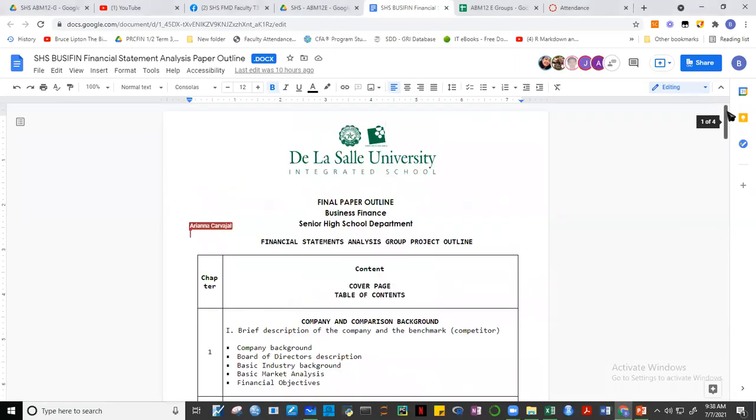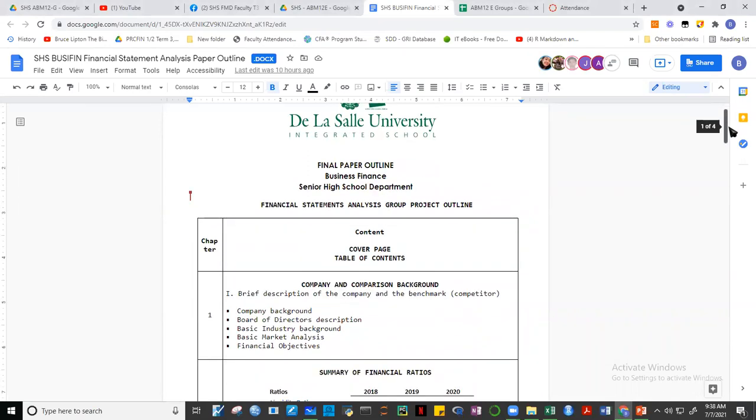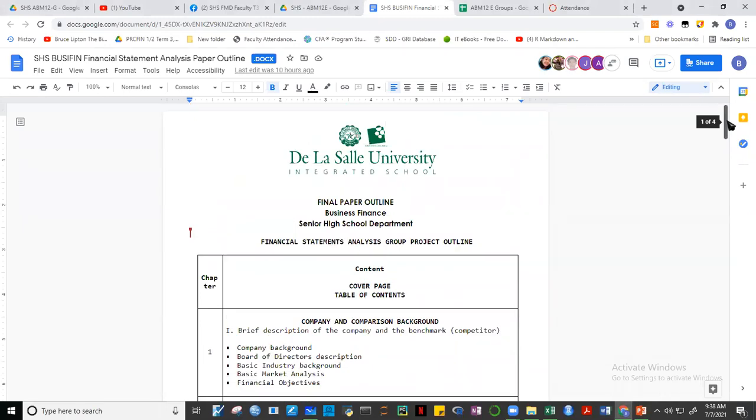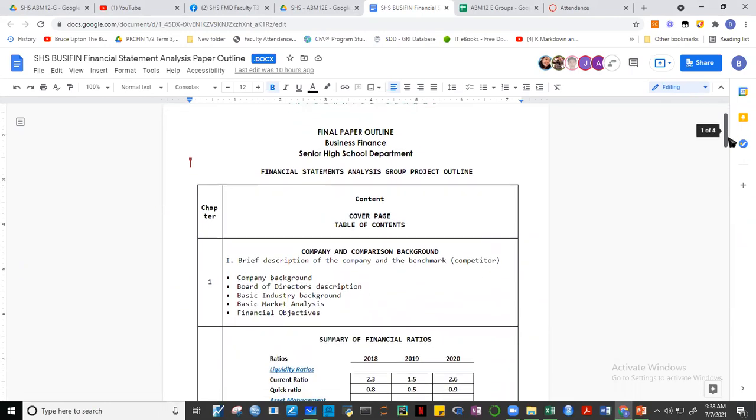So let me present to you the outline for your final paper for your financial statements analysis. As I said, guys, there are two final outputs. In lieu of the final exams, you have two final outputs. One is a financial statements analysis. The other one is a case study. Here, I'm presenting the outline for the financial statements analysis.